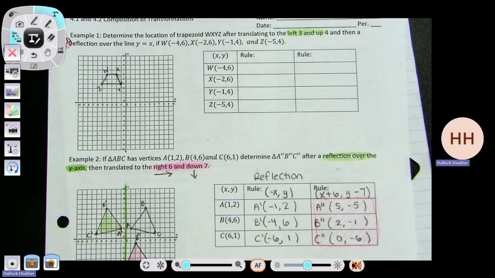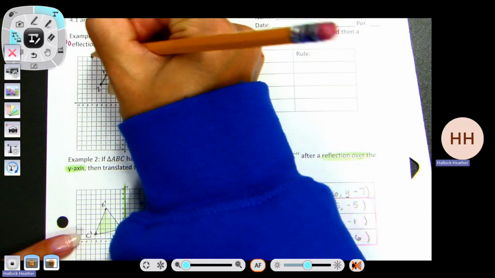Make sure you label your points as you go, because if you don't label them, then when you try to write out the final answer, it's just going to confuse your brain trying to go back and figure out which letter is which.